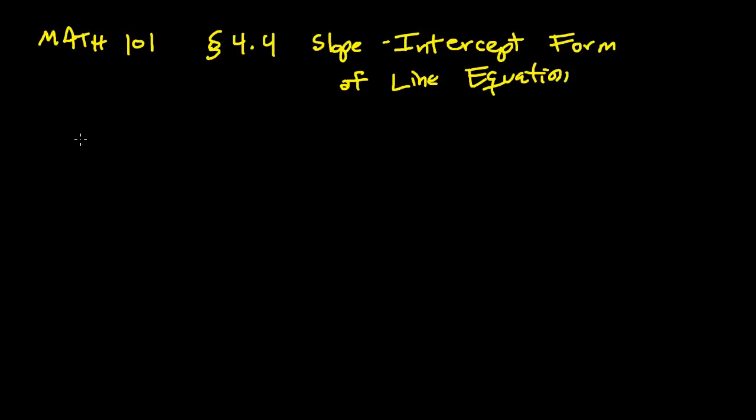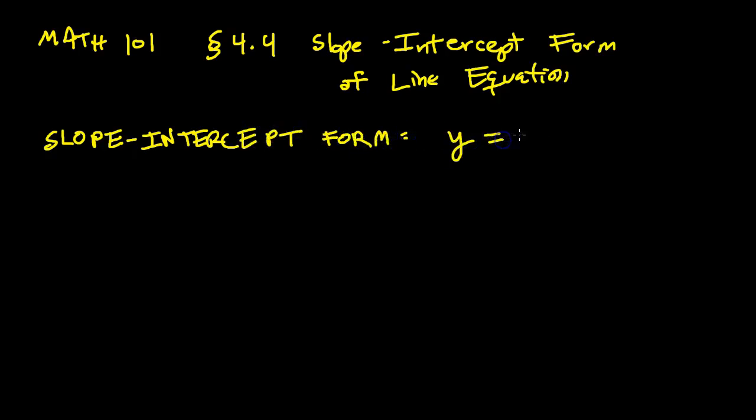Good morning. Today we're going to talk about Math 101 and in particular Chapter 4, Section 4, Slope-Intercept form of a line equation. I'm sure you're familiar or somewhat familiar with the slope-intercept form of a line equation. It's the most useful and indeed the most used of line equation forms. And it takes the form y equals mx plus b.